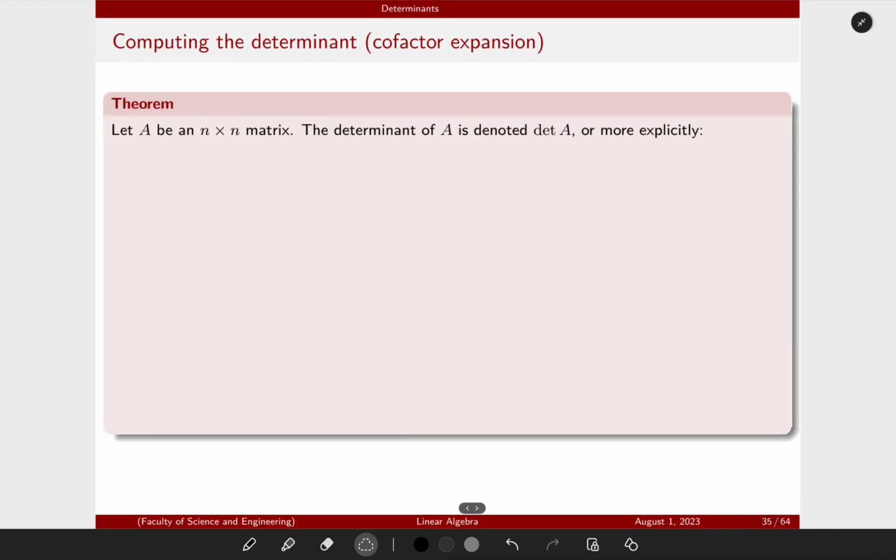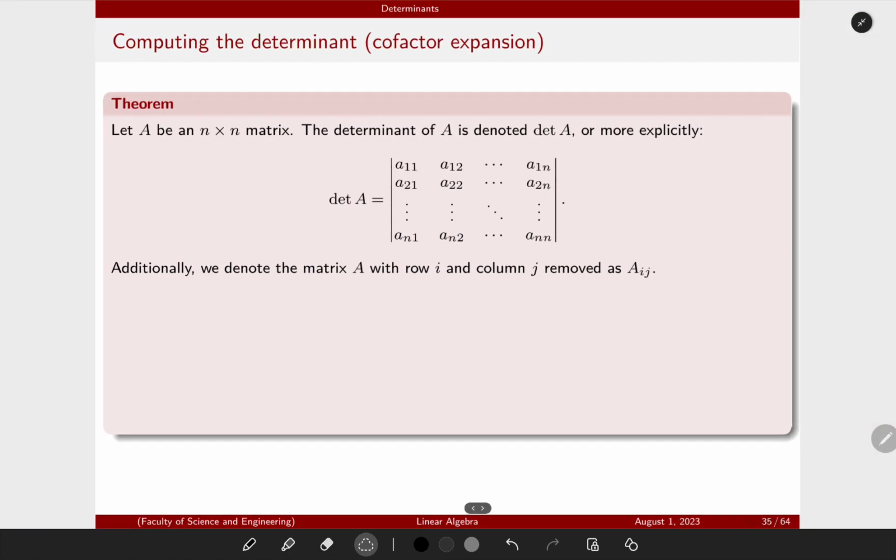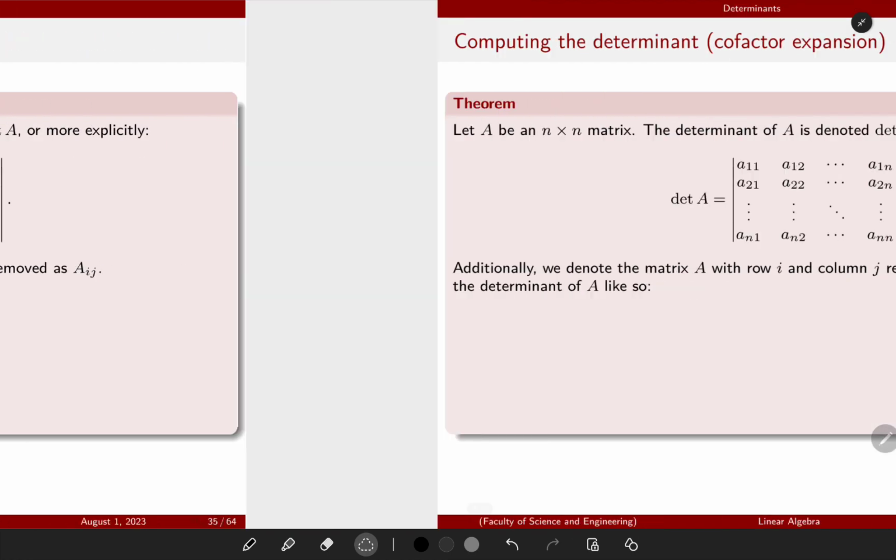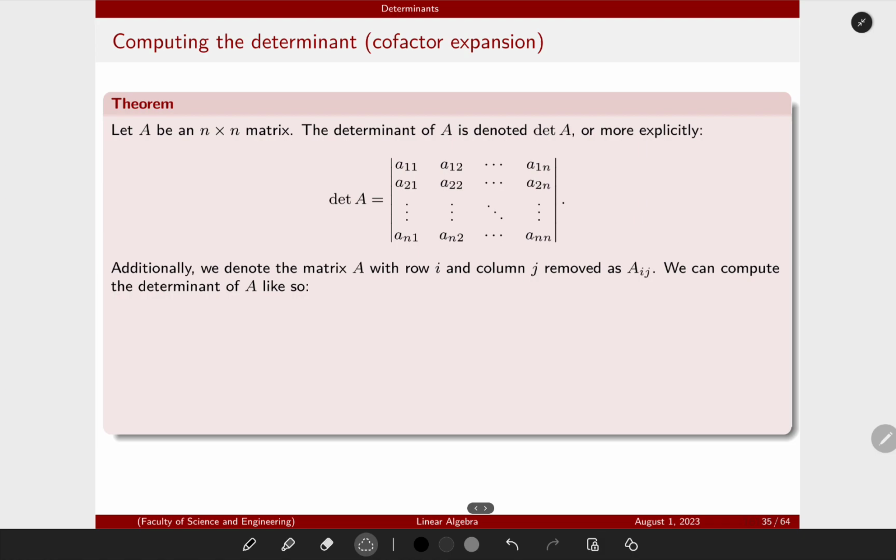So let A be an n by n matrix, or a square matrix. The determinant of A is denoted by det A, or we can also denote it more explicitly by putting these square brackets around our matrix. Then we denote the matrix with row i and column j removed as Aij. And then we compute the determinant of A using this rather hefty formula, or algorithm I should say.